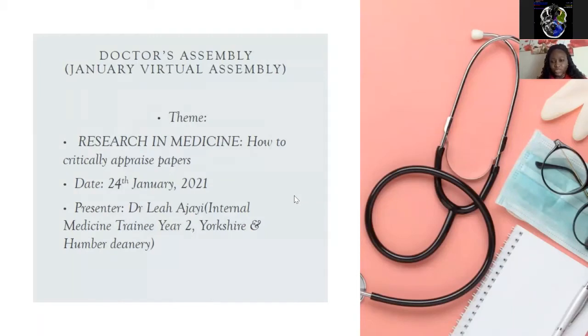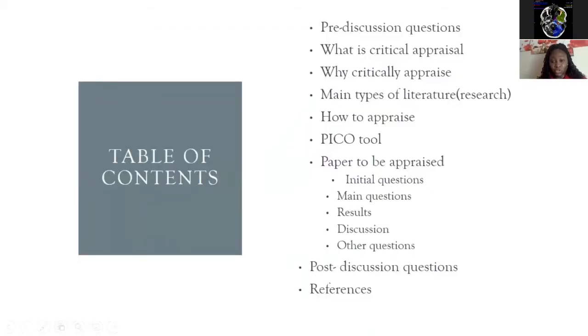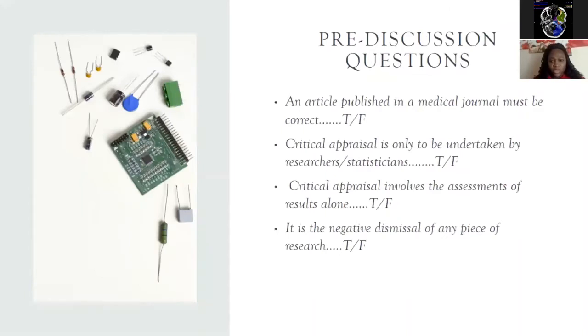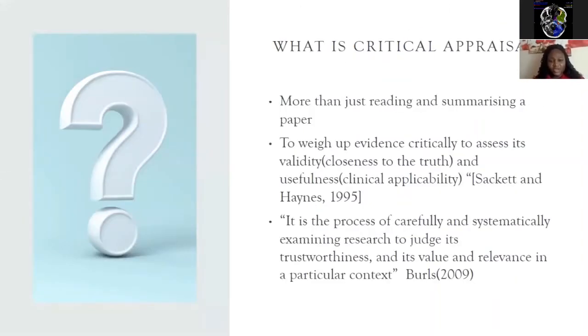So the table of contents: we've done the pre-discussion questions. We're going through what is critical appraisal, why should we critically appraise, the main types of literature, how to appraise, and then we'll talk about the paper to be appraised. Yeah, we've done the pre-discussion questions already. So what is critical appraisal really?